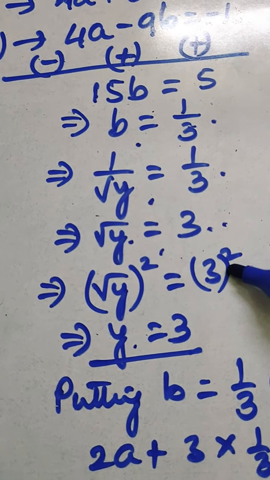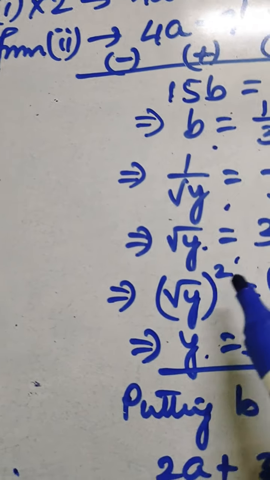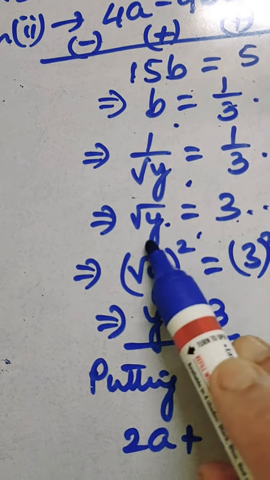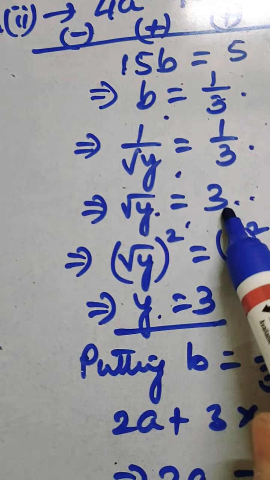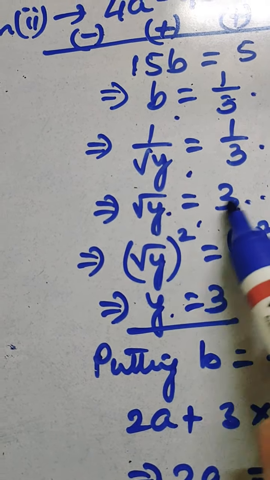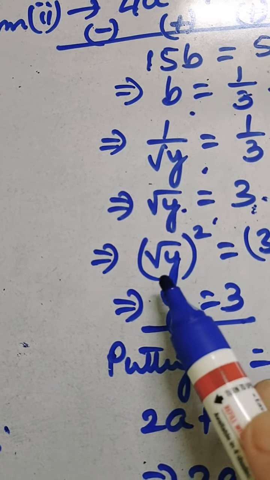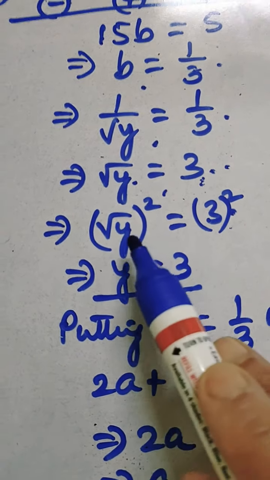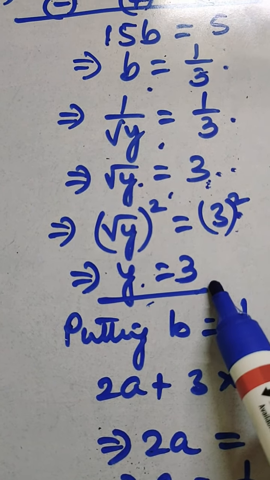Then you square both sides. Now you might think root y equal to 3, so y equal to root 3. Don't make this type of mistake. So how will you get y from here? You square both the sides. Then root y whole square equal to 3 square. Then y will be equal to 9.